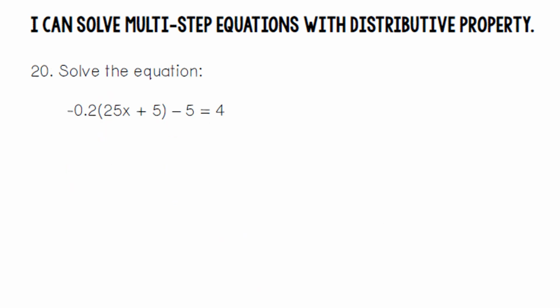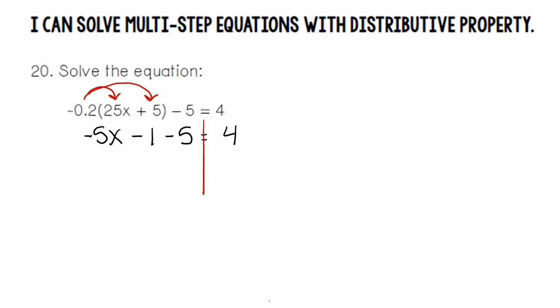For number 20, we're going to start by multiplying our parentheses. So we're going to multiply the negative 0.2 times the 25x, which gets us an answer of negative 5x. We're also going to multiply the negative 0.2 times the 5, which gets us an answer of negative 1. The minus 5 will stay at the back of the problem, and the equals 4 stays at the end.